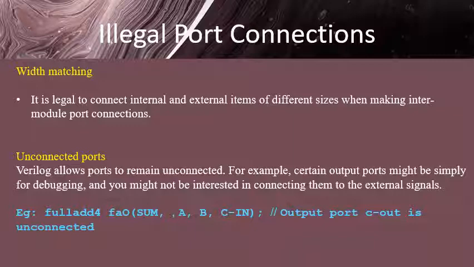Once you violate these governing rules for connections of the ports, it results in illegal port connections. The first of which is width matching. Width matching means that when you are connecting the internal and the external ports, they should match in their width. You cannot connect two ports which have different widths. If you try to connect a port which is 1 bit wide with another port which is 4 bits wide, this will result in an illegal port connection.